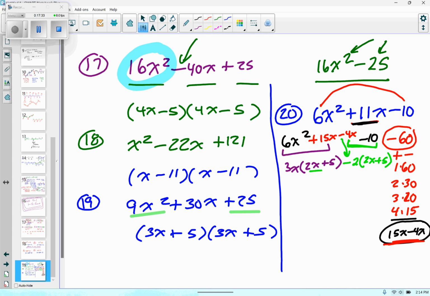Okay, if these are the same, they're the first parentheses. What's the second parenthesis? Very good. There's our answer.